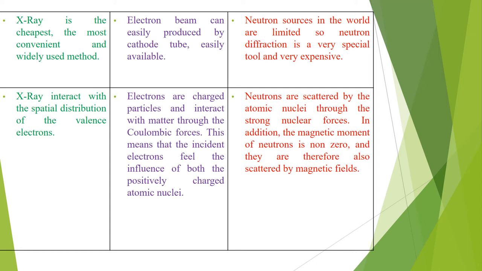While in the case of neutron diffraction technique, neutrons are scattered by the atomic nuclei through the strong nuclear forces. In addition, the magnetic moment of the neutron is non-zero, and they are therefore also scattered by magnetic fields.